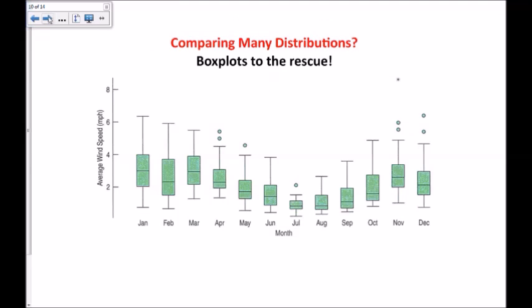When you are comparing many distributions, you usually have to use box plots. There's just too much data, and so you summarize each set of data with a box plot, and then you can easily talk about how the centers are changing, how the spreads are changing, and other things about the different data sets using box plots. They're very handy when comparing multiple sets of data.